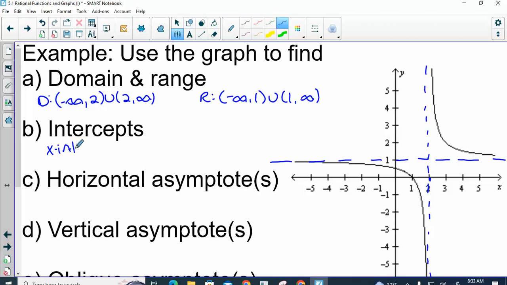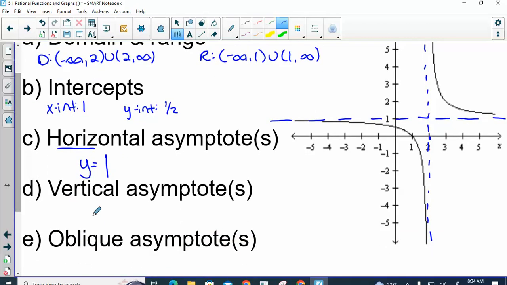Can you tell me the x-intercept? Where do I hit the x-axis? Y-intercept, where do you hit the y-axis? Approximately a half, yep. Horizontal asymptote? Horizontal is y equals 1. Vertical is the up and down, and it's x equals. So my vertical is x equals 2.